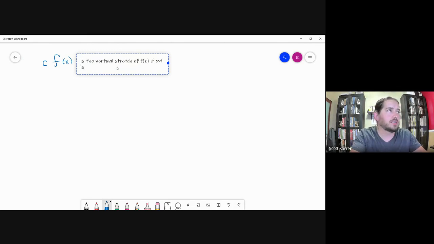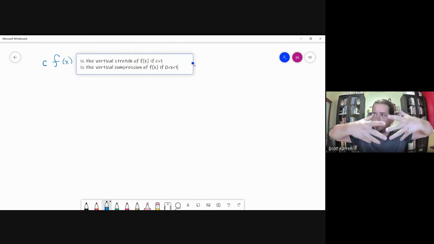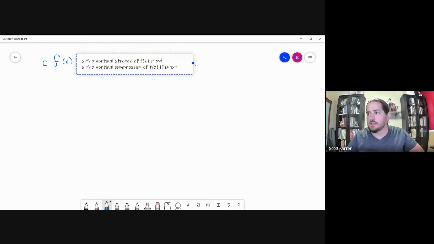So I'm going to say that this is the vertical compression of f of x, if c is somewhere between 0 and 1. We don't worry about the negatives because we just talked about negatives. If it's negative, it's a flip and then either a stretch or a compression, depending on if c is of magnitude greater than 1 or not, right? So let's take a look at a couple of examples here.